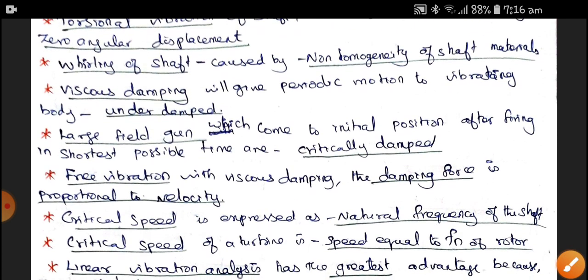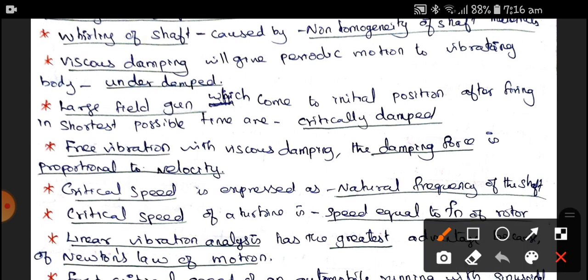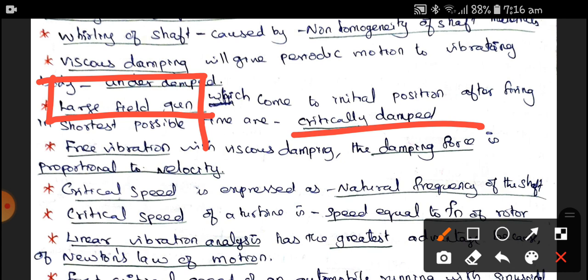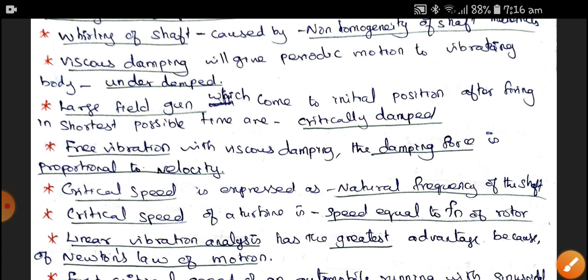Next, viscous damping gives a periodic motion to the vibrating body in underdamped vibration. Here, the underdamped vibration has a periodic motion, whereas the critical and overdamped motion is aperiodic. Here, I have given an example of a critically damped system. A large gun will come to its initial position after firing in the shortest possible time, which is done by critical damping.